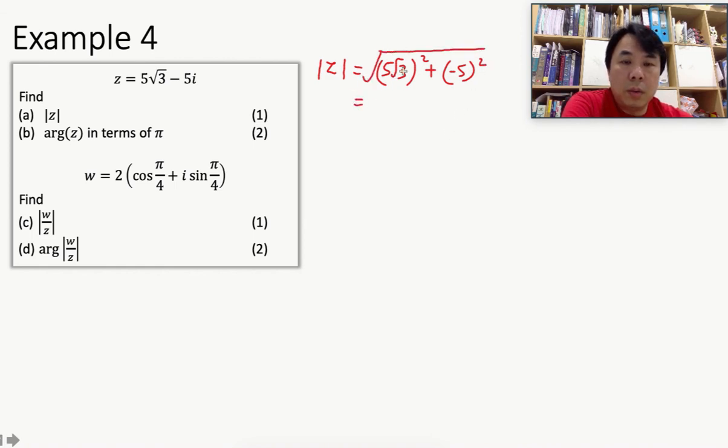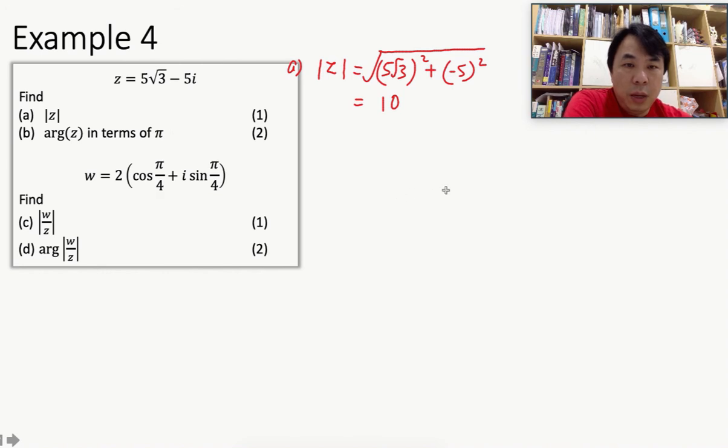Okay, so in this case, if you work it out properly, we should get 2 by 10. Sorry, 2 by 5, which is a 10 unit, right? Now that is A. We are done. It's quite a simple task. And then secondly, we are going to work out its argument.